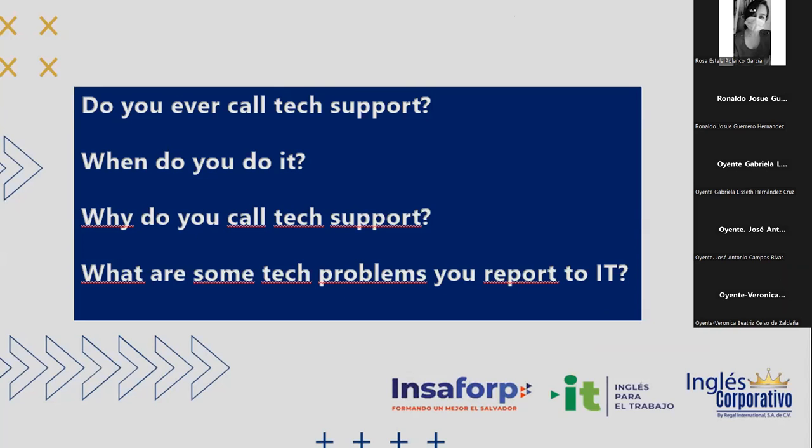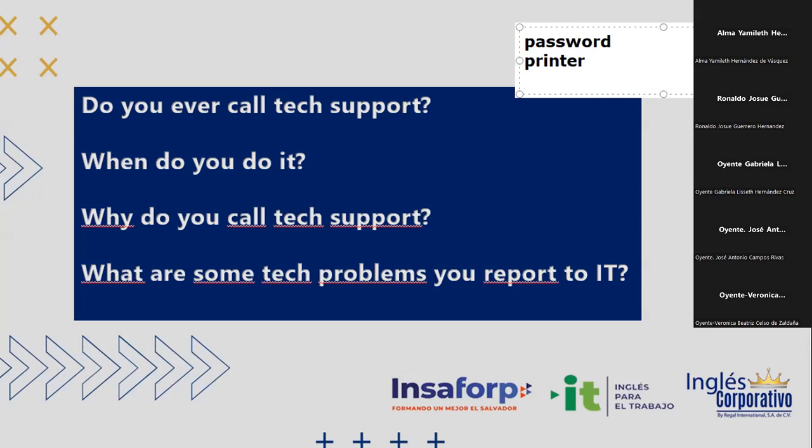So, what are some tech problems you report to IT? For example, if you forget your password, do you call tech support? Yes. Okay. Printer. Password. Printer. The problem. Connection of internet. Okay. That's a connection.